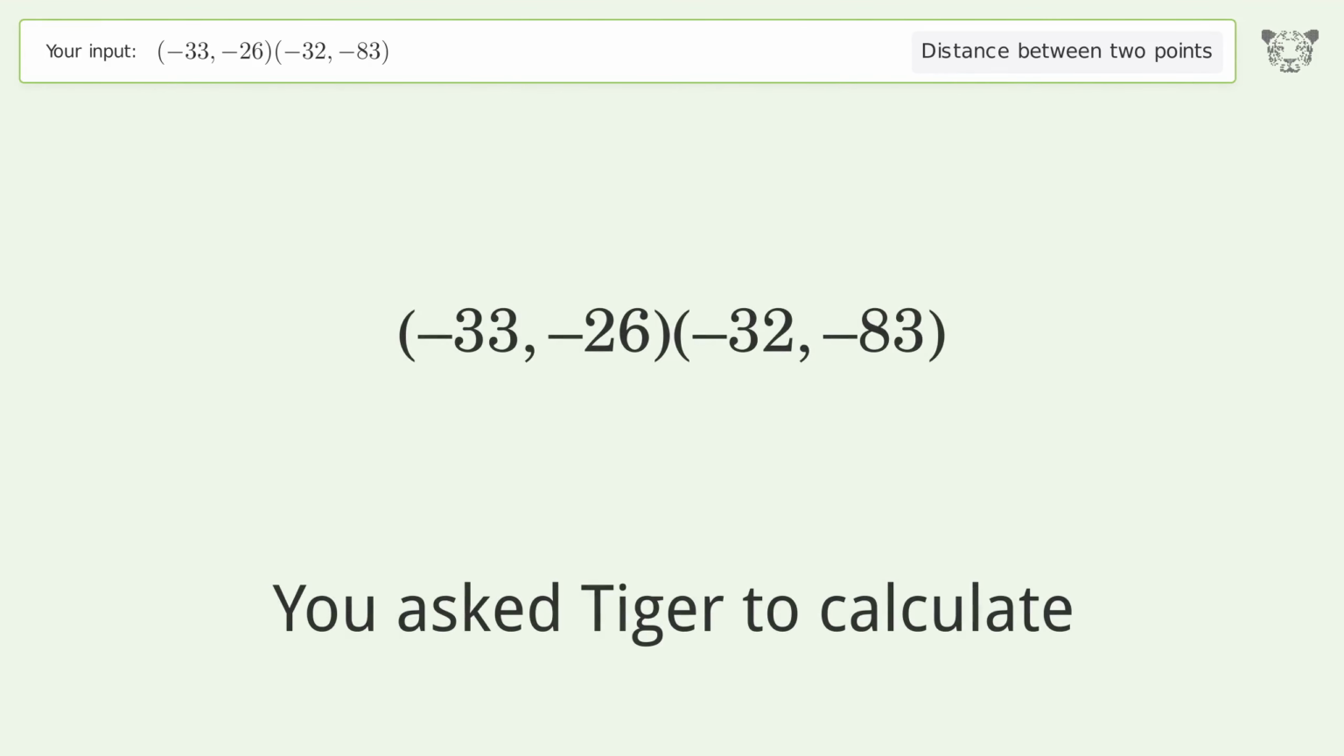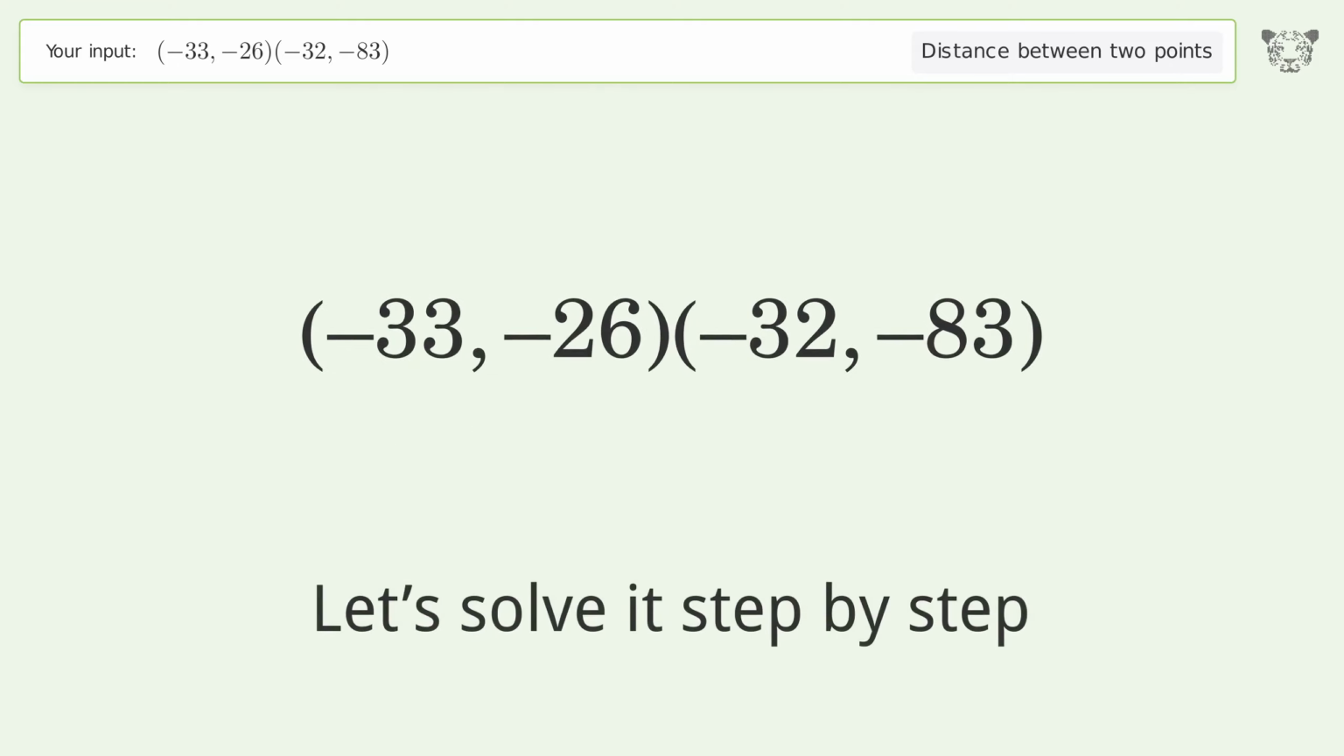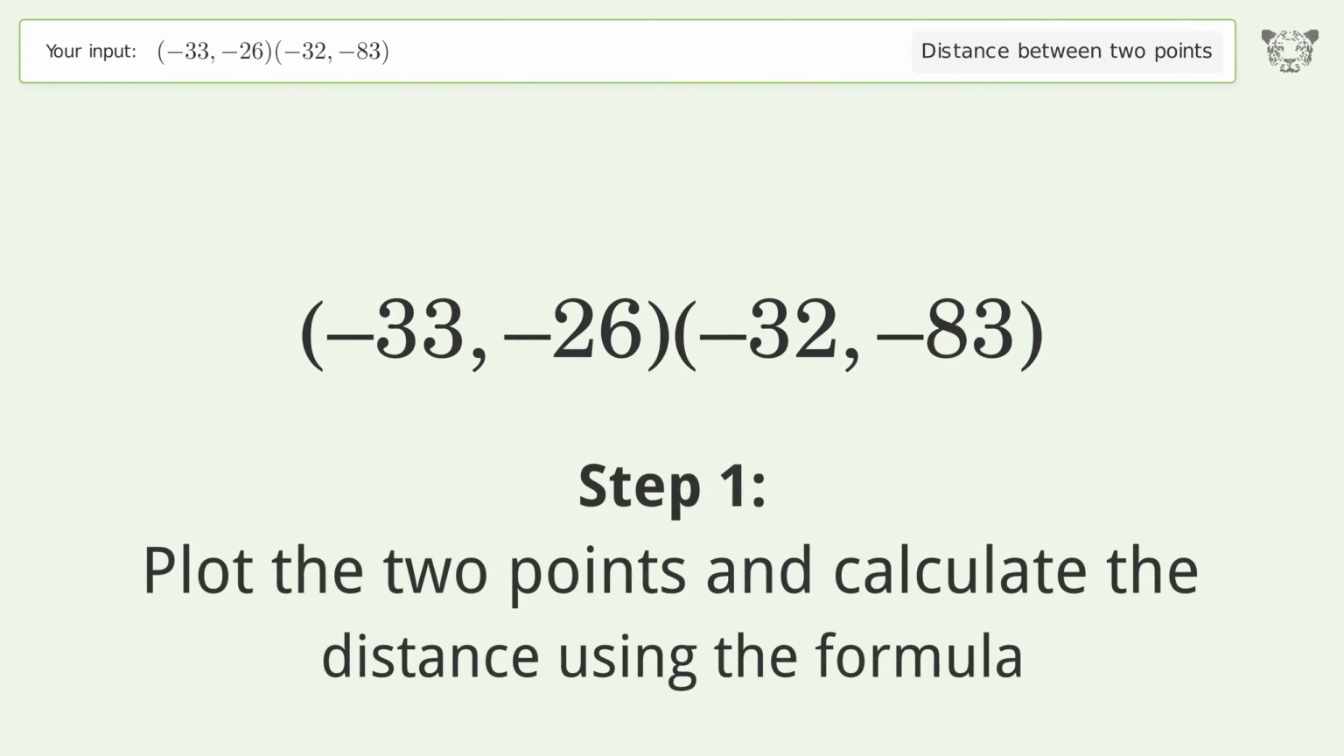You ask Tiger to calculate. This deals with the distance between 2 points. The distance between the 2 points is the square root of 3,250, or 57.009. Let's solve it step by step. Plot the 2 points and calculate the distance using the formula.